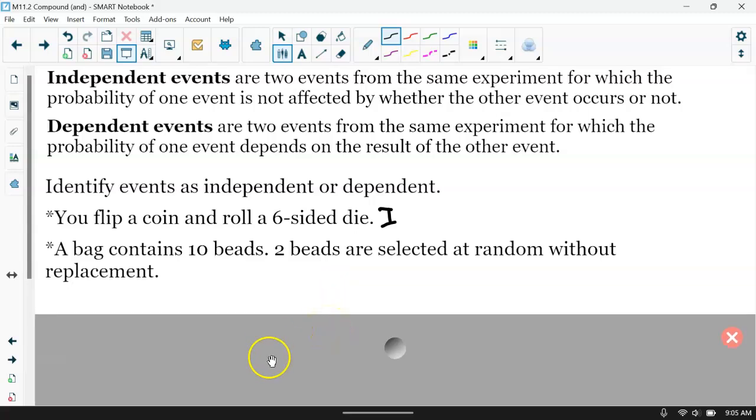A bag contains 10 beads, and 2 beads are selected at random, but without replacement. Let's say it's by color, like 5 red, 5 blue. The probability of the first event is out of 10. But because you did not replace that first bead, notice how the probability of the second event occurring is now out of 9. So that's what makes this situation dependent, because now you changed the probability of the second event occurring.